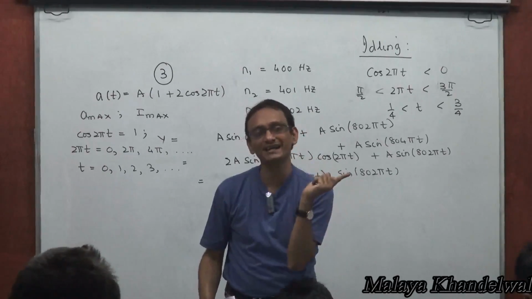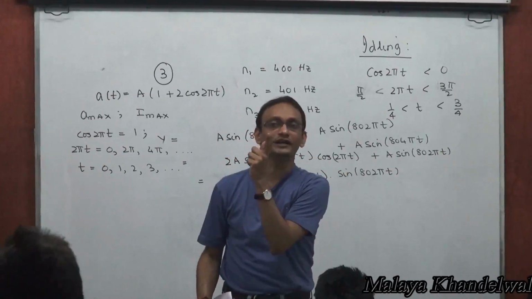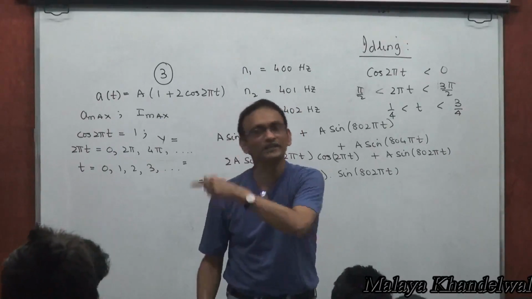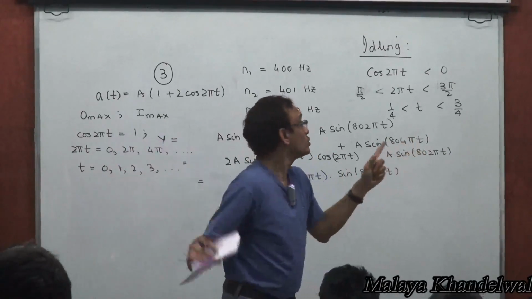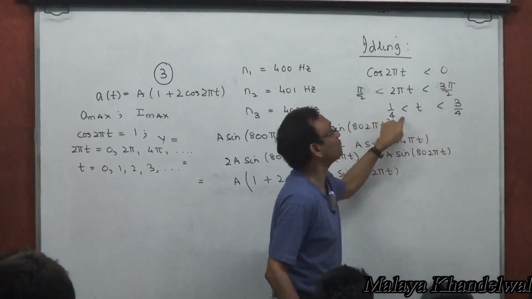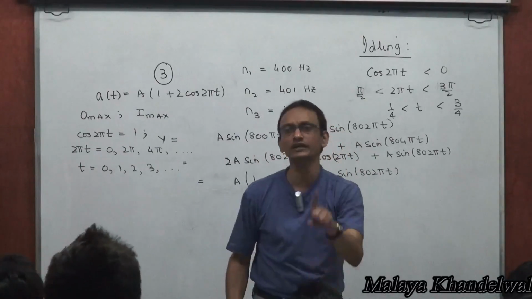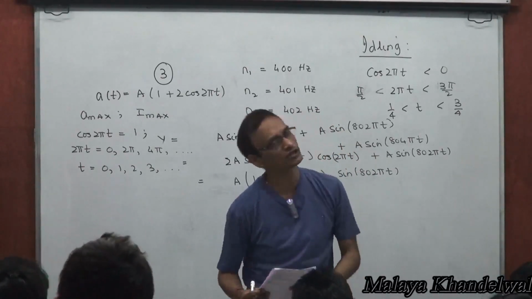So it idles for half a second, and then when it goes to the fourth and the first quadrant, it becomes active. So in every cycle of intensity, it idles from 1/4 to 3/4 of a second. That means half a second. It idles for half a second, and it's active for half a second. That is how it happens.